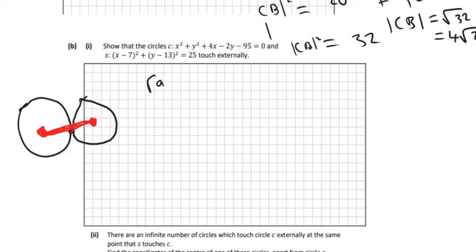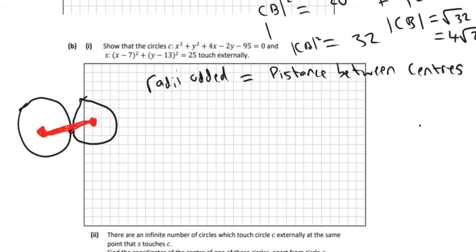So radii added is equal to distance between centers. We need to find the radii of the two circles anyway. So let's just find the radius here of C anyway.